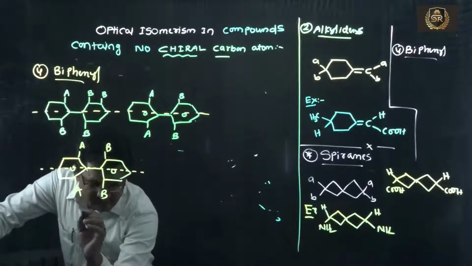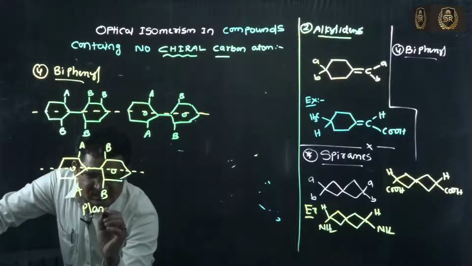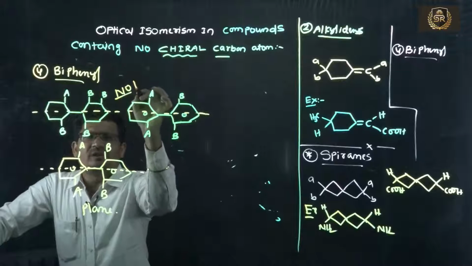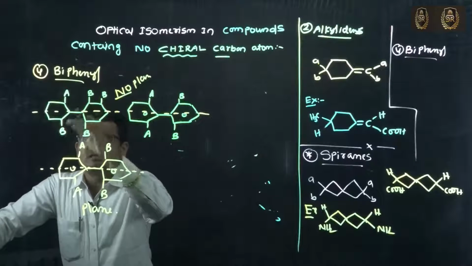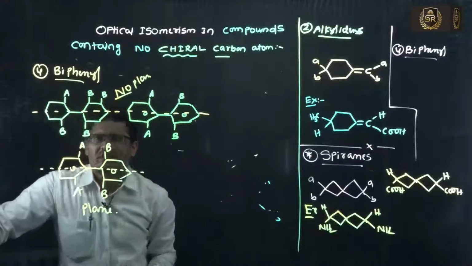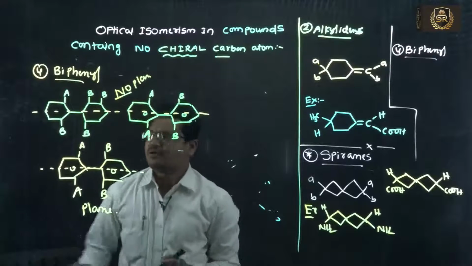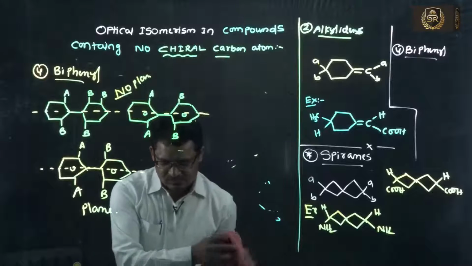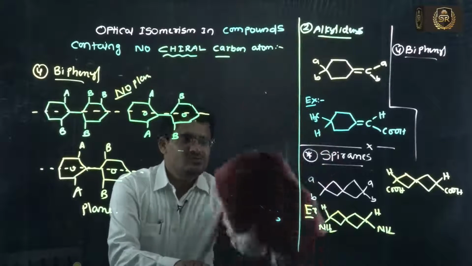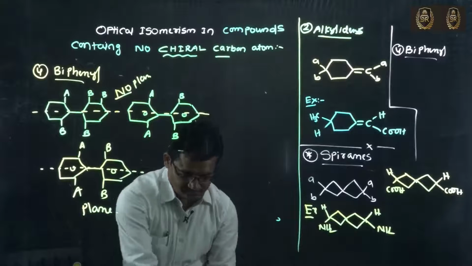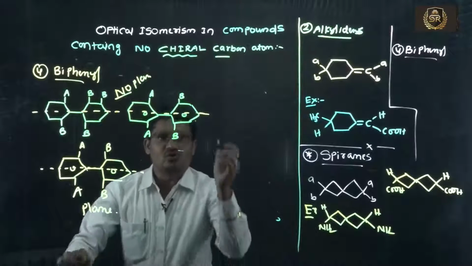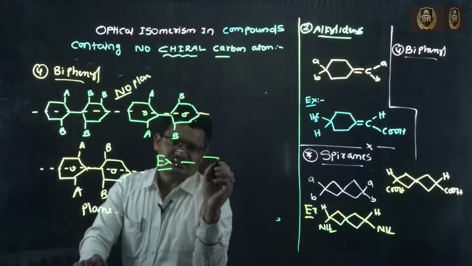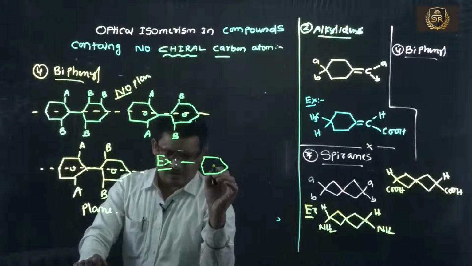So this is a plane of symmetry, and this one is no plane of symmetry, that means the above side is A and the below side is B. So that's why it is no plane of symmetry, and those examples are called biphenyl. Now a few examples of biphenyl compounds, see, it is also no plane of symmetry. For example, like this, it is also no plane of symmetry.